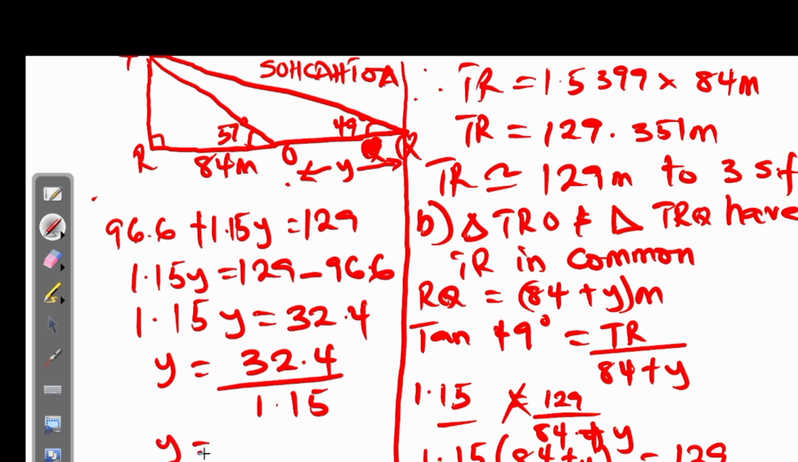So y is equal to 28.1739. So two decimal places. So y is approximately 28.17 meters to 2 dp.